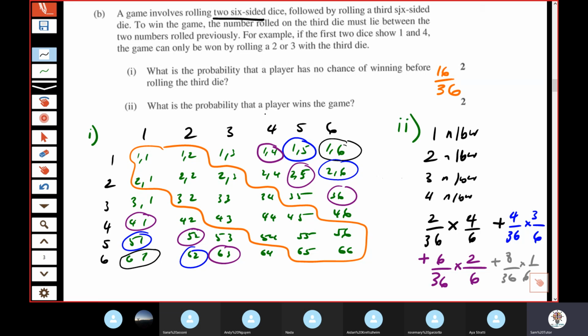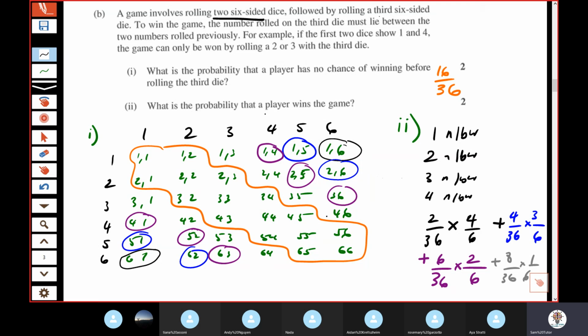You're like, right, for me to get to the third game, I had to have first got something that was possible. And those are all the possible cases. And then for me to win the third game, I also need to get those particular numbers.